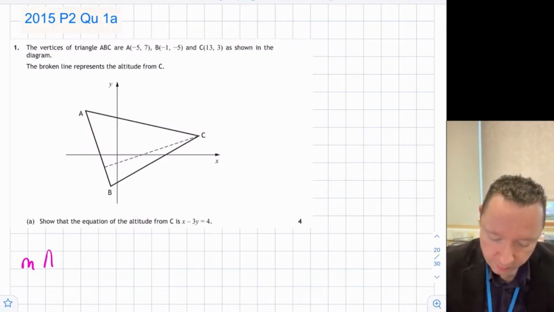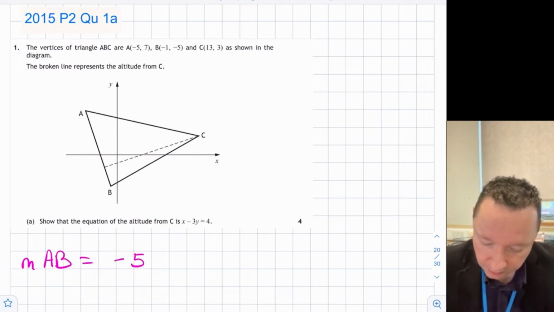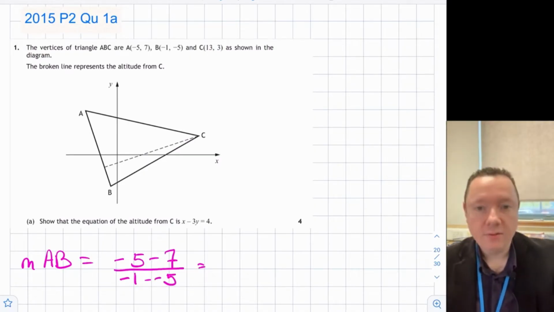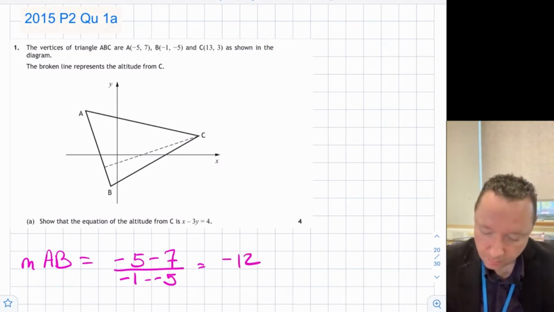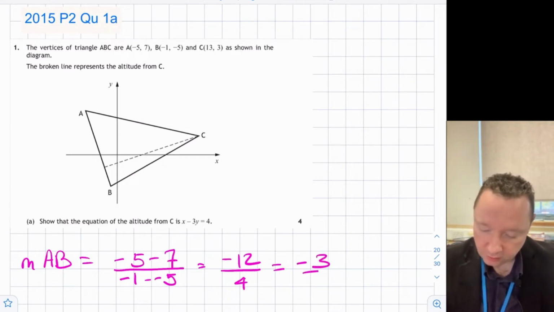So the gradient of A and B, well, we've got B is minus 5 minus 7 on the top, and minus 1 minus 5 on the bottom. Minus 5 take away 7 is negative 12. Minus 1 plus 5 is 4. Minus 12 divided by 4 is minus 3, or negative 3.